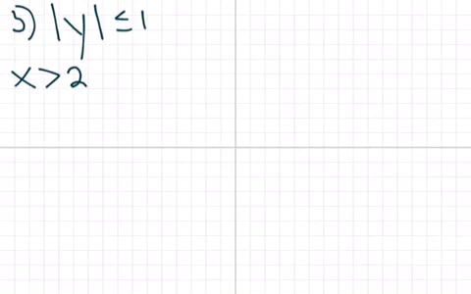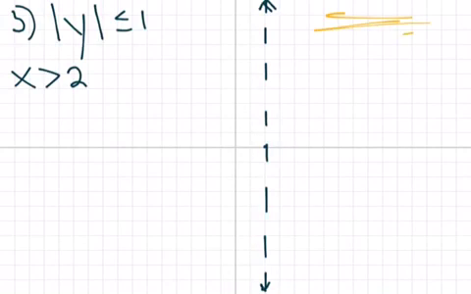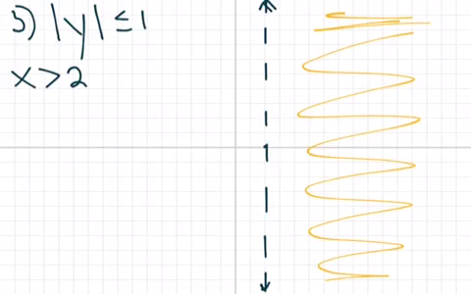So if we had x equals 2, that would be a vertical line. So x is equal to 2 right here. Because it does not have equal, that means that this is a dashed line. And it says greater than, so that would mean we would need to shade over here. I would suggest that you shade with light colors until you get to your final answer.